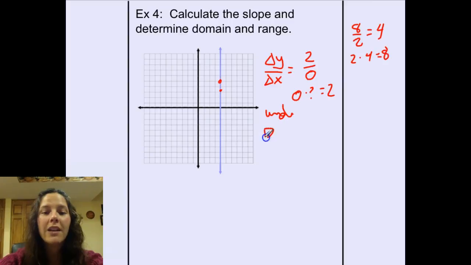Looking at our domain, when we trace our graph from left to right, there is only one input that we can put into the function. There's only one spot on this line where we have an x value, and that's x equals 4. Looking at the range, if we trace the line from bottom to top, we have all sorts of different y values to go with that x value, so we have a range of all real numbers.